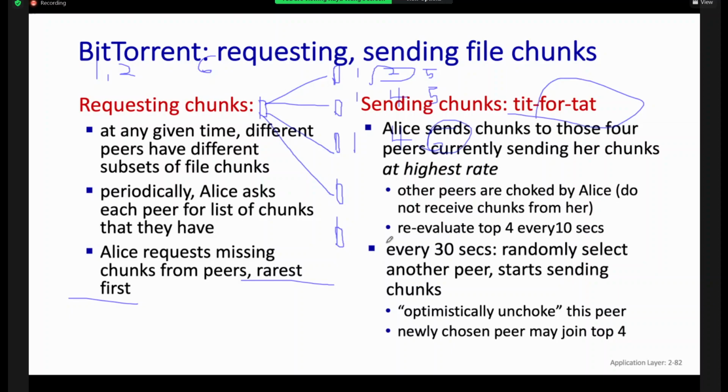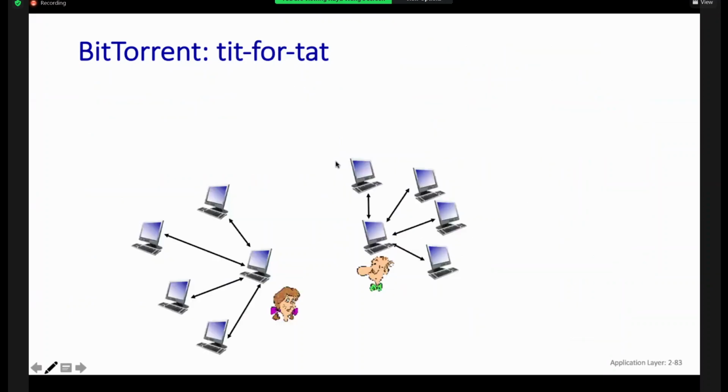Another stage is that every 30 seconds, Alice needs to randomly choose another pair, because maybe this pair can send more data to Alice. But there are still issues if this pair doesn't have the remaining chunks. Alice still will not get the 2-2 pair. The solution is we also need to randomly choose another pair, and Alice needs to start sending chunks to see the feedback. If this pair also sends data to Alice, then that needs to become the new top 4. This is the solution for the top 4 TAT.